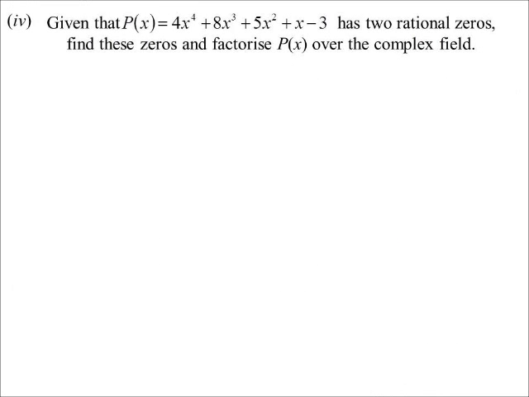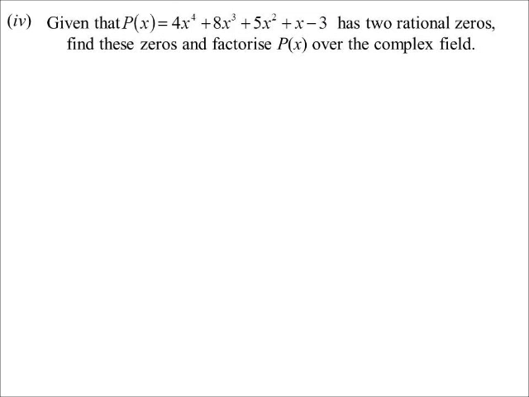Alright, this time we've got a quartic. We're told it's got two rational zeros, which also means they must be real, because remember, the set of rationals lives inside the real numbers. So we know there's two real ones, which means there must be two imaginary ones, because we know there's going to be four solutions all up.